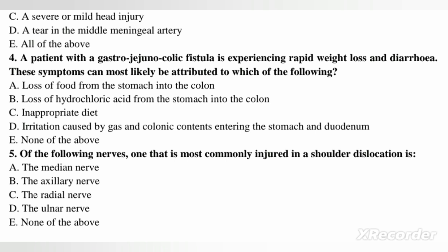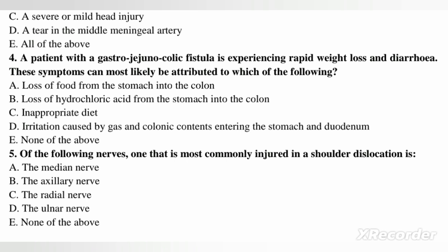So here the correct answer obviously is the A option, which says the loss of food from the stomach into the colon. So here we need to know that a gastrojejunocolic fistula is an abnormal connection between the stomach, jejunum, and colon. This results in the direct passage of undigested food from the stomach to the colon, bypassing normal intestinal absorption, which primarily occurs in the small intestine. So the main consequence of this bypass is that there will be rapid weight loss since nutrients are not properly absorbed. Severe malnutrition will occur.